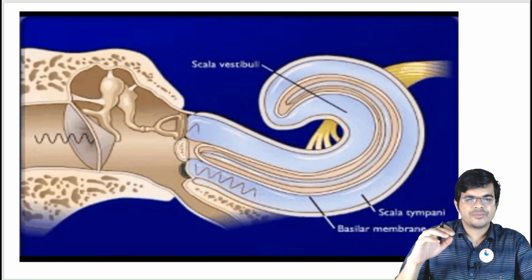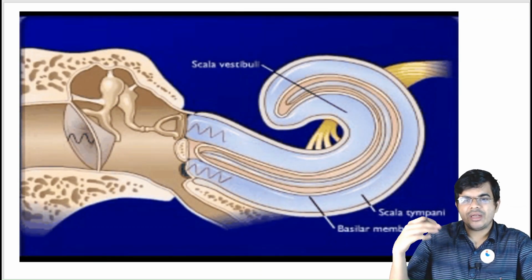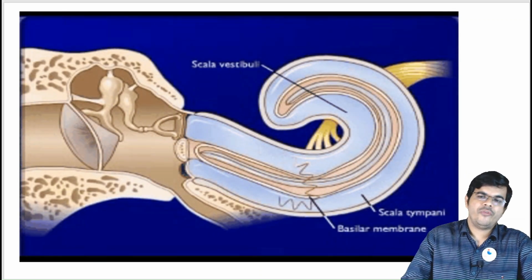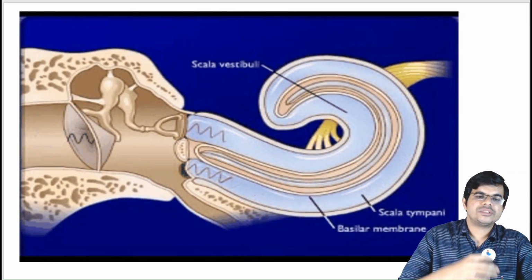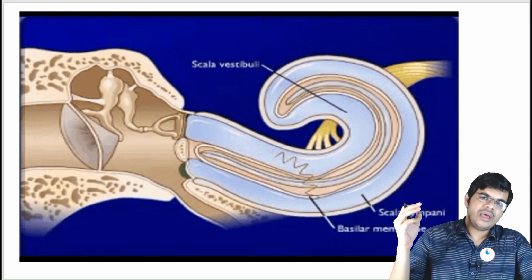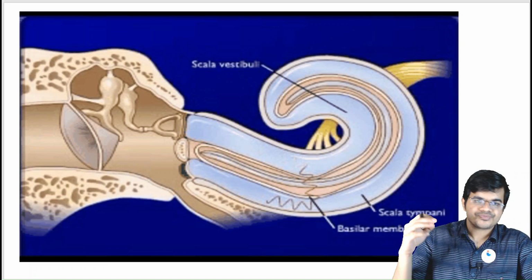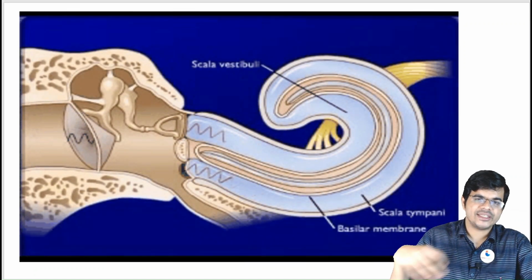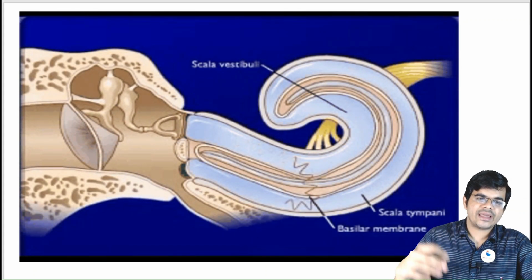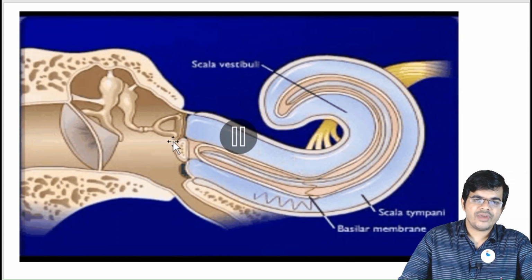What does he say? When the footplate moves inwards, it causes an elastic tension that builds up in the basilar membrane, which initiates a wave that travels along the basilar membrane towards the helicotrema, and this wave has a specialty. When the wavelength is less, that is, the frequency is high, only the basal area gets stimulated. As you can see here, the wave is traveling only till the basal area.